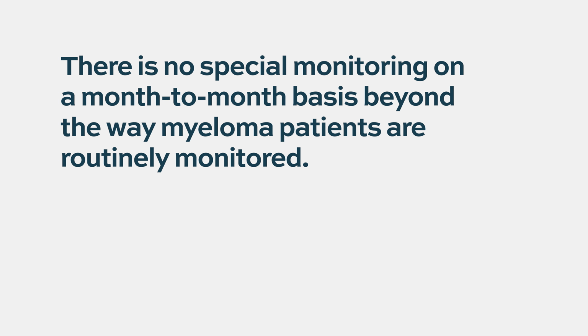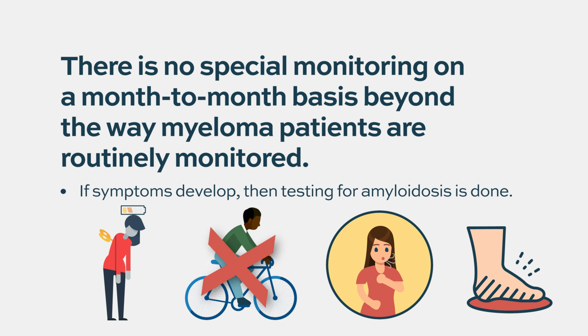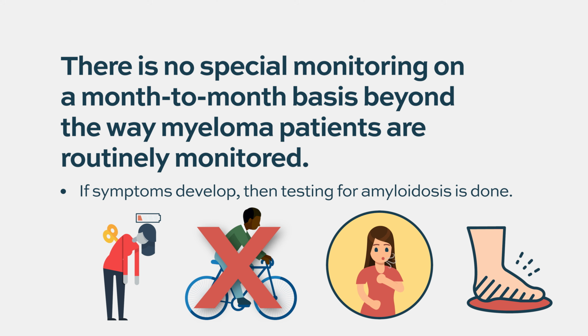And in myeloma patients who ultimately develop it, it's not something that develops explosively. There isn't really special ongoing monitoring on a month to month basis for amyloidosis beyond the way myeloma patients are typically monitored. It's simply that if suggestive symptoms develop over the course of monitoring the myeloma, the possibility of amyloid is considered.